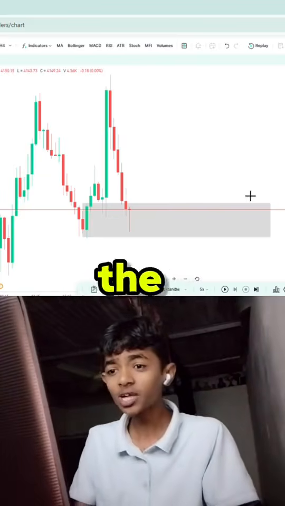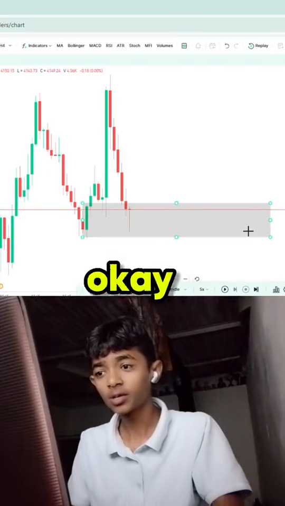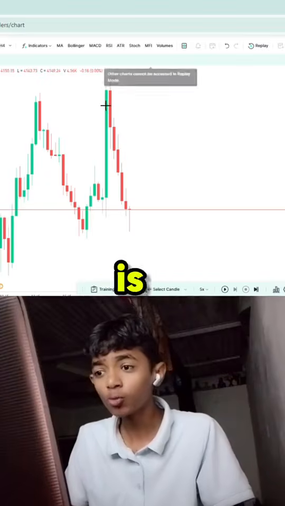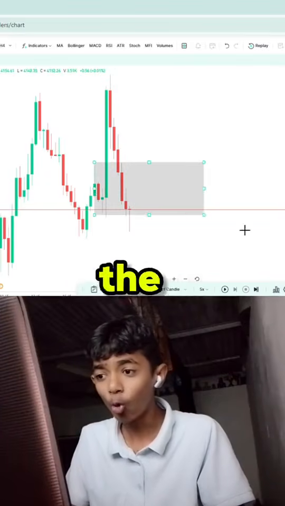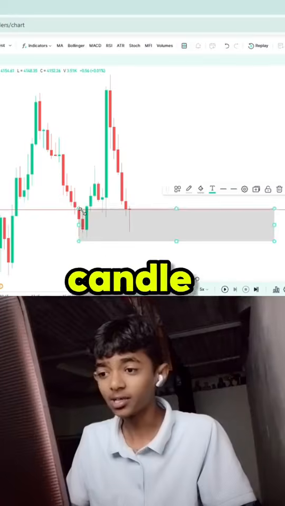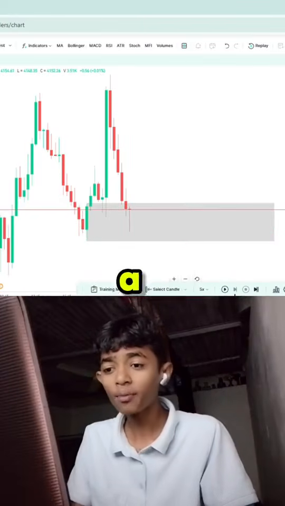So, retailers come on the chart. See what's the trend. So, the trend is bullish. So, they either mark the whole range for their demand zone or they just mark the pivot candle. So, for example, we mark a pivot candle.